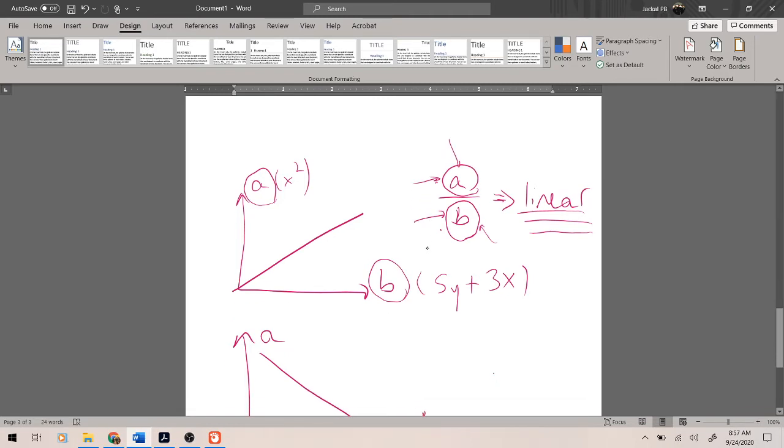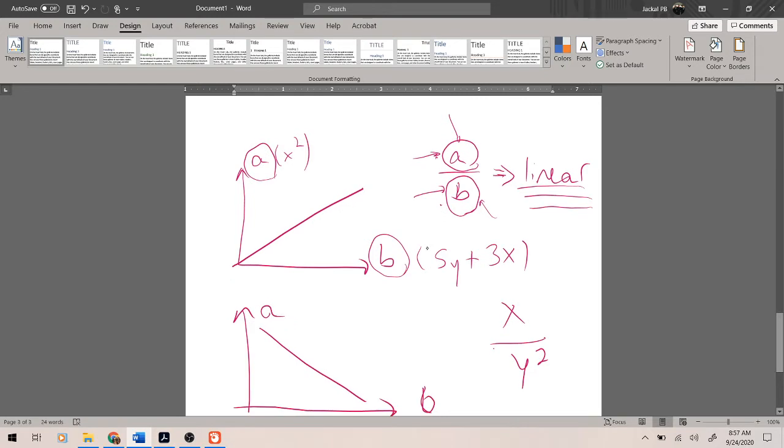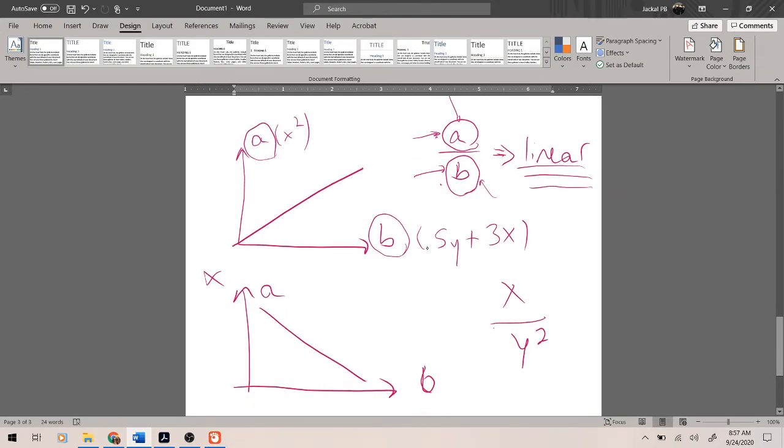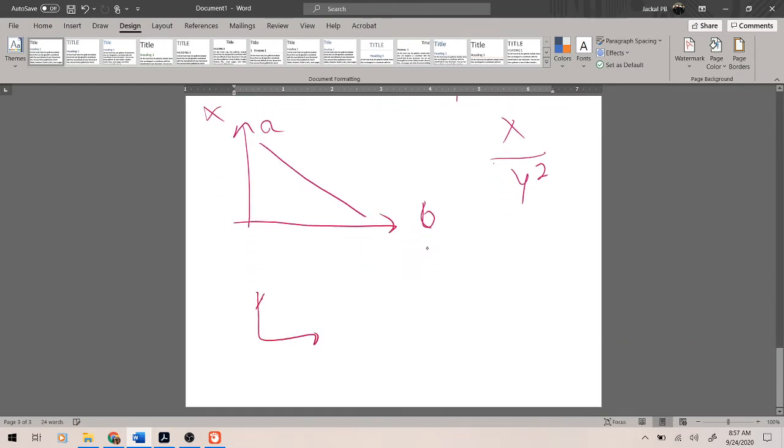And then you might be asking, then how do we have a curve? Then let's say x to y squared. If you're making an x to y graph, then you do not expect this to be linear because x is proportional to y squared.